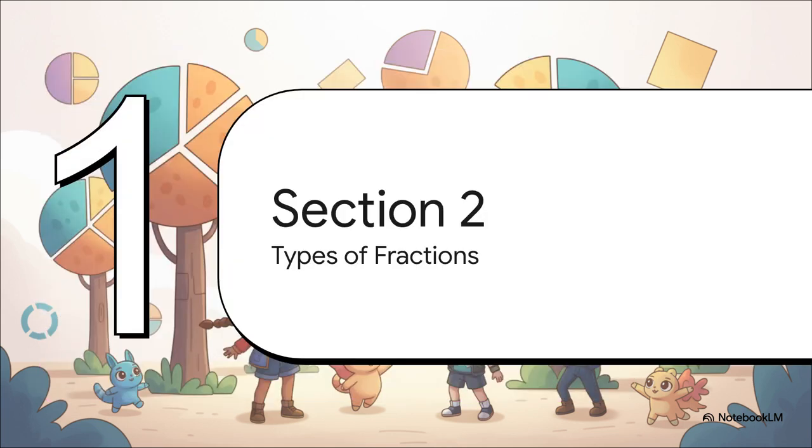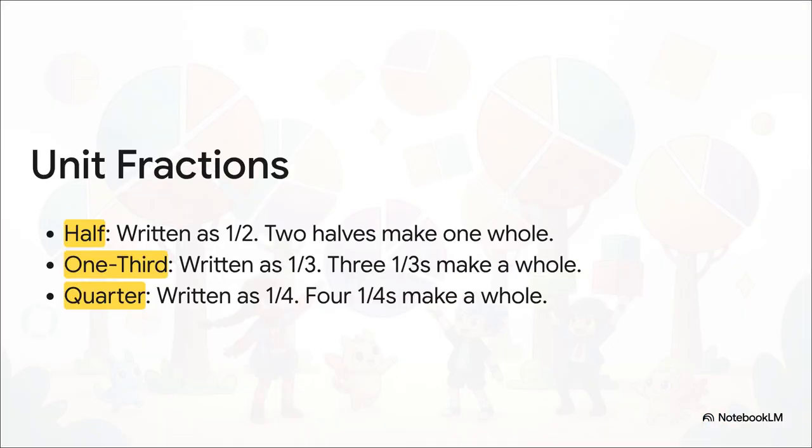Awesome! Now that we've got the basics down, let's move on to section 2. It's time to meet the different families, or types, of fractions you're going to see out in the wild. First up, we've got unit fractions. These are the easiest of the bunch because the numerator, that top number, is always 1. So you have one half, written as 1/2, one third, which is 1/3, and one fourth, which lots of people call the quarter, written as 1/4. These are like your basic fraction building blocks.